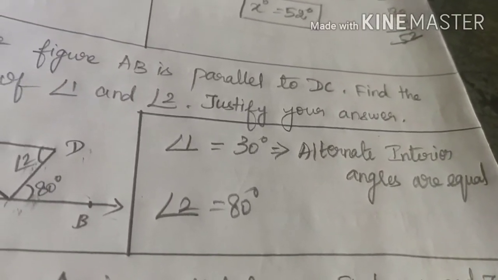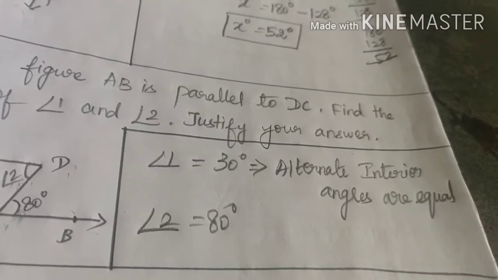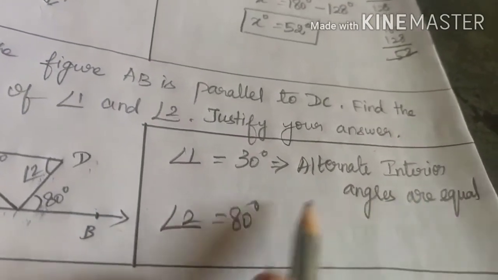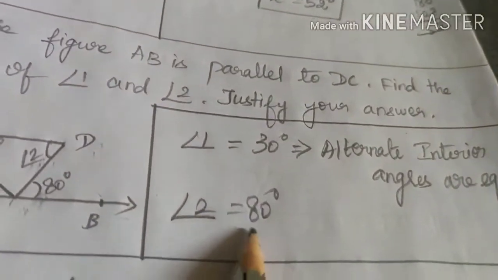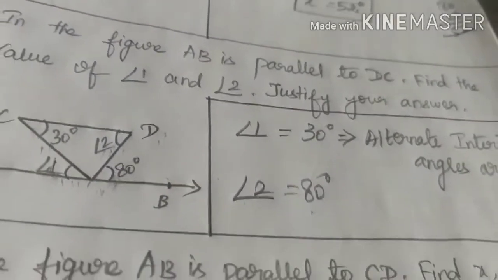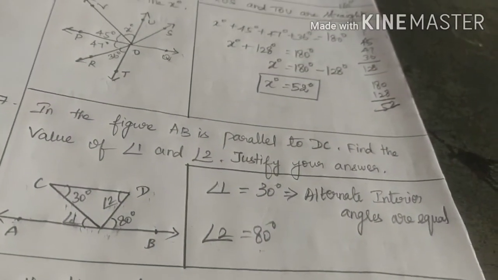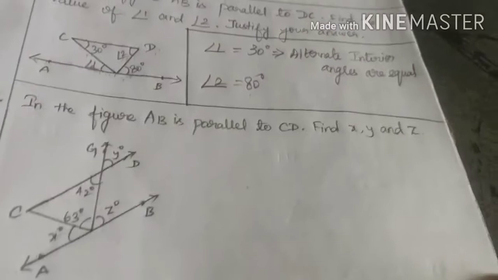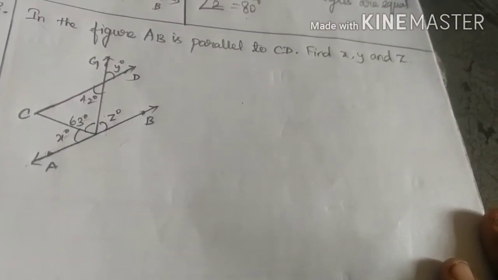Okay, have you clear, children? So this is also alternate interior angles are equal. Angle 2 equal to 80 degree. That's it, children. Very much simple. Okay, Now move on to the eighth one.